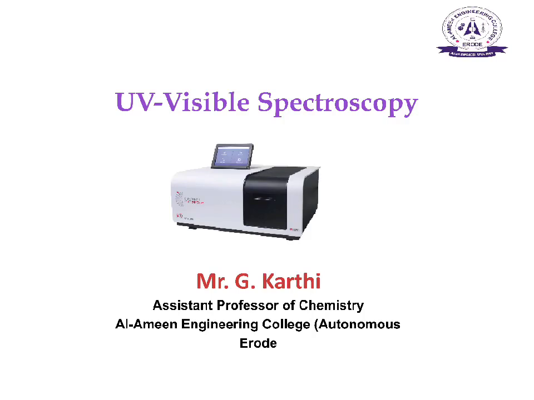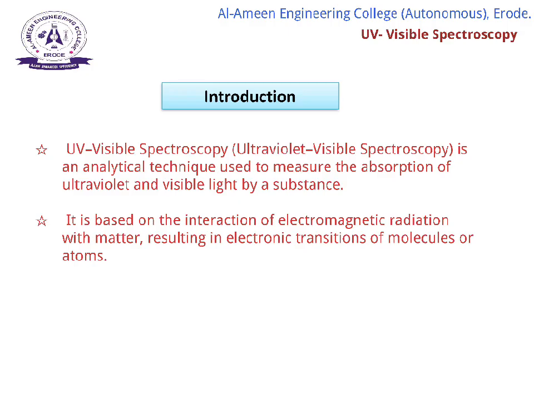In this session, we are going to discuss UV visible spectroscopy. UV visible spectroscopy is an analytical technique used to measure the absorption of ultraviolet and visible light by a substance. Ultraviolet means 200 to 400 nanometer. Visible range is 400 to 800 nanometer.